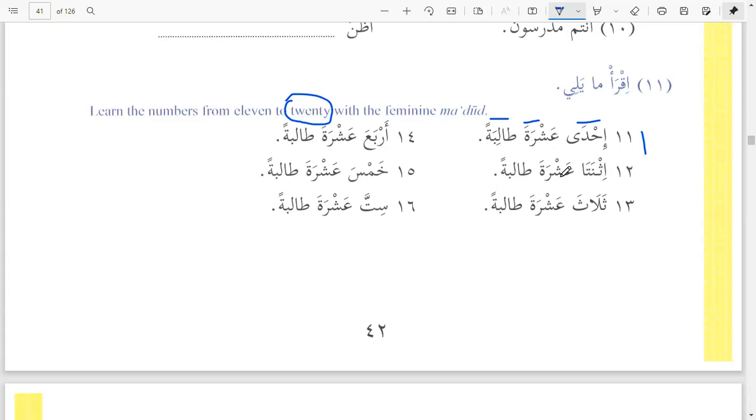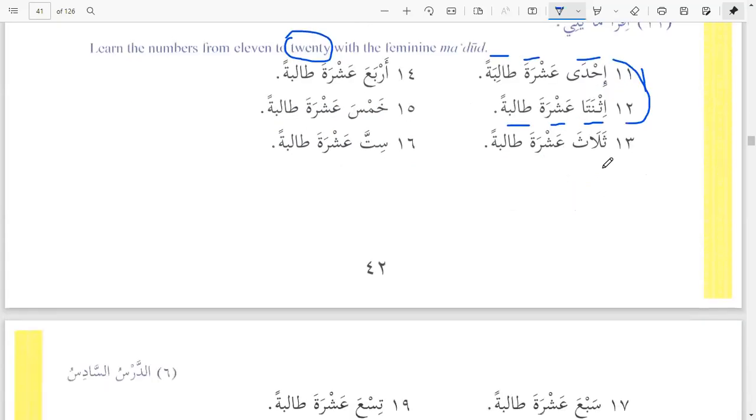And same with the 12. Isnata Ashrata Talibatan. 12 female students. Isnata is feminine, Ashrata is feminine, Talibatan is feminine. And this is only for the 11 and 12.